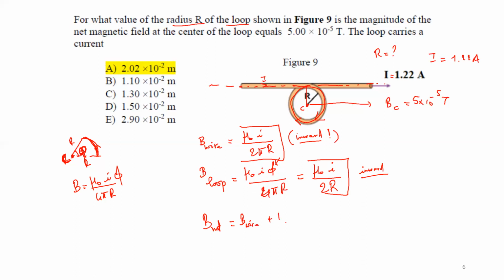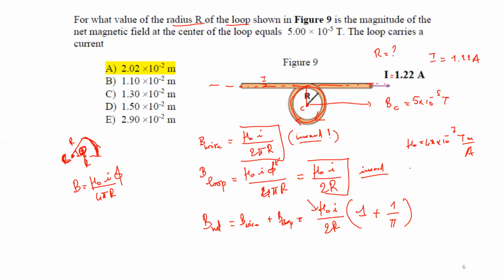plus B loop. If I calculate it, I can put in common factor mu naught I divided by 2R. Now here I will have 1, and here I will have 1 over pi. You do the calculation. I know everything. I know mu naught. What is mu naught? 4 pi times 10 to the power minus 7 Tesla meters divided by amp. It's in your formula sheet. This is the permeability constant.